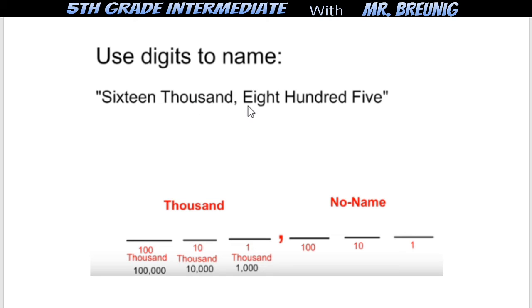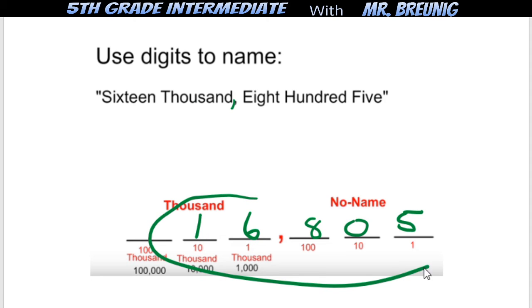Okay, 16,805. Well, I have my groups here. I have one comma here, so I know I have two groups. 16 is in my thousands group. 805 is in my next group, my no-name group. There I have 16,805 using digits. Hopefully you got the same. I'm sure you did.